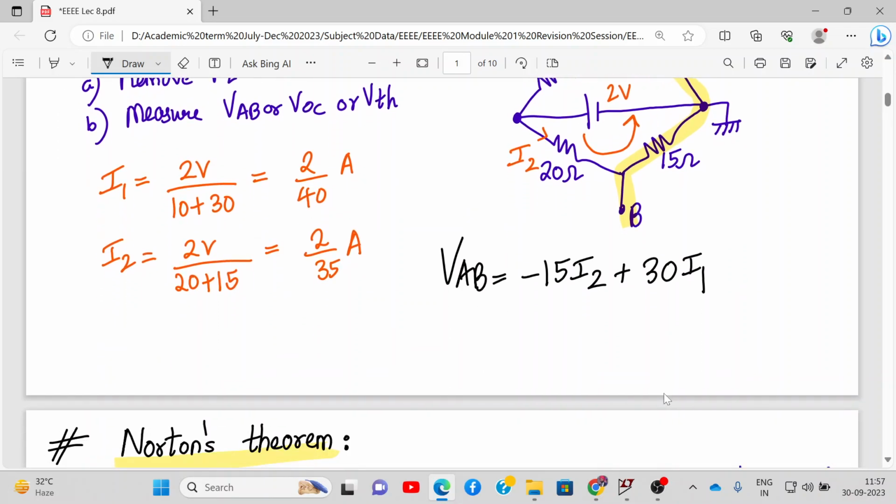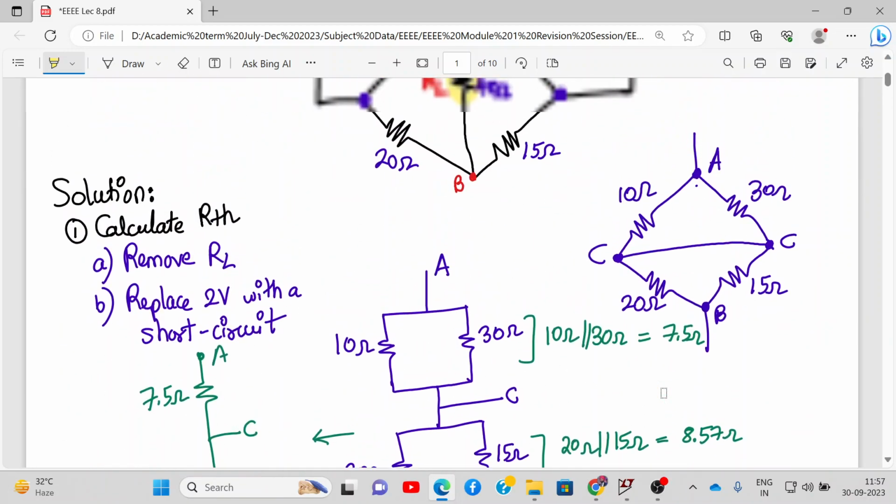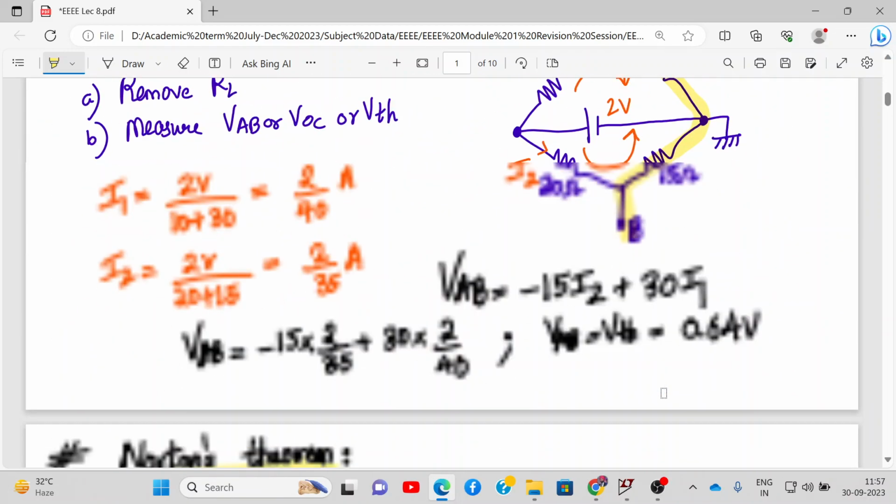Alright, so we'll calculate the value of VAB now. VAB will be minus 15 into I2, which is 2 by 35, plus 30 into I1, which is 2 by 40. If you work it out in the calculator, you will get VAB equal to VTH, which comes out to be 0.64 volt. Okay, so that is my value of VAB. Now we can draw the Thevenin's equivalent circuit and find the answer.